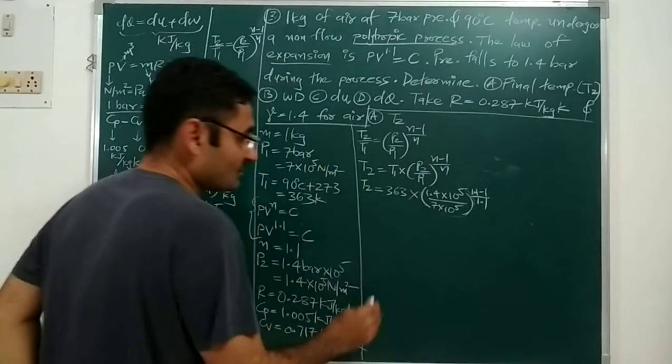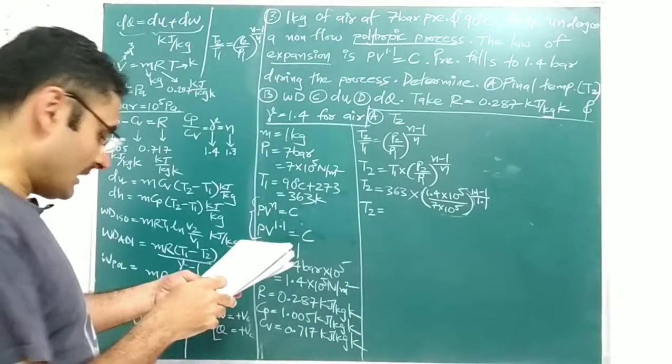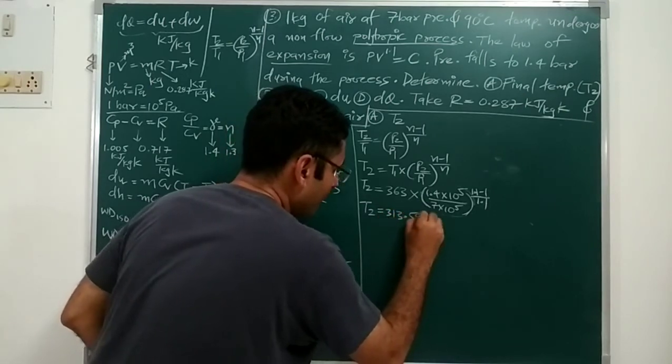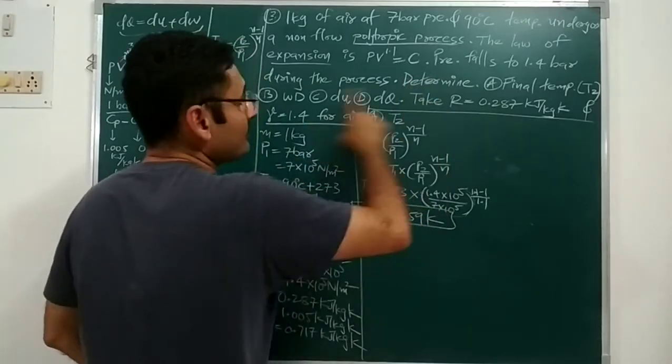Achha. Next, you have to calculate the answer. So the T2 answer will be how much? 313.59. You can check also, 313.59. It is in Kelvin. So you have calculated the final temperature, T2.